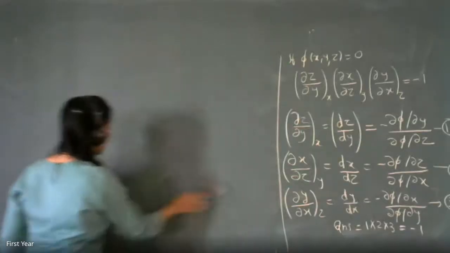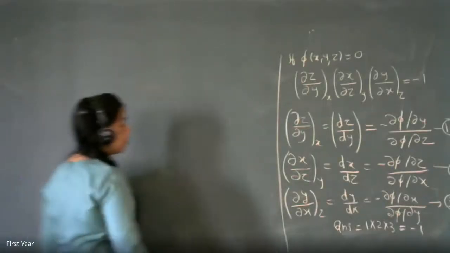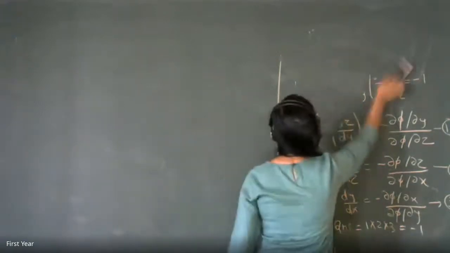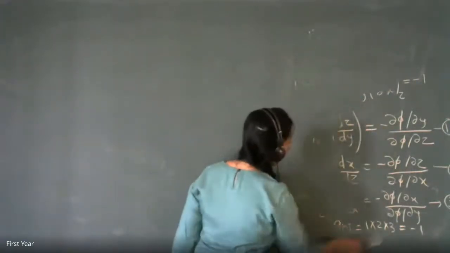Ma'am, we are finding errors also, no? Yes. That's there in the unit number 6 as an application of partial derivative. We are going to also see maxima, minima of more than one variable.